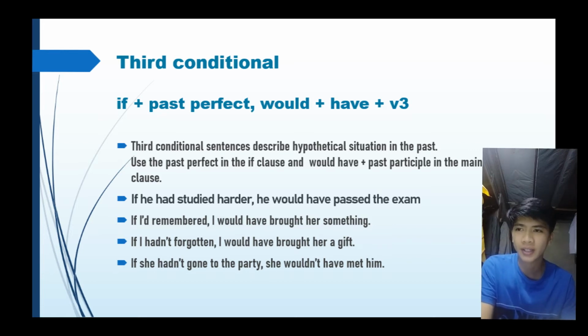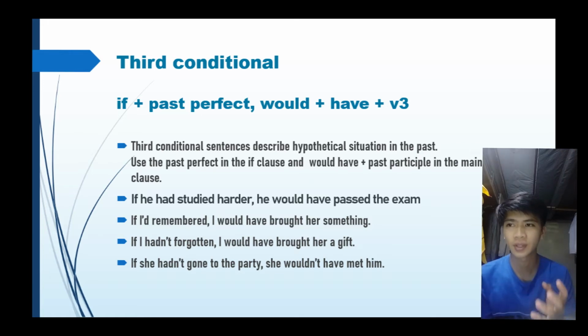The first action is studying hard. It did not happen, but in the case that it had happened, the consequence was passing the exam. The third conditional is very similar to the second conditional, but while the second conditional refers to something unrealistic now or in the future, the third conditional refers to something unrealistic in the past.